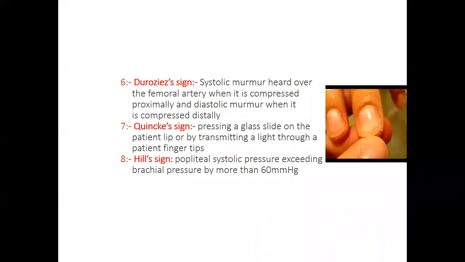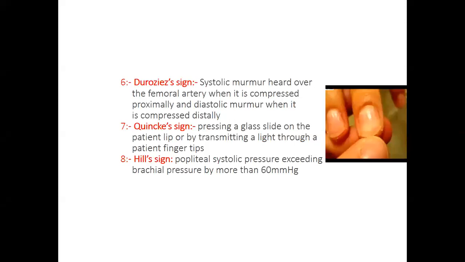Another sign is Quincke's sign, and this can be seen by pressing a glass slide on the patient's lip, or transmitting a light through the patient's fingertips, or sometimes even pressing the nail of the patient. You see there will be a demarcation of the red pulp and the white pulp after pressing over the nail of the patient. And you will see the demarcation line is pulsatile. So this is known as Quincke's sign.